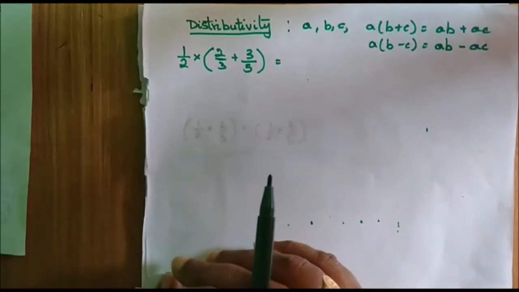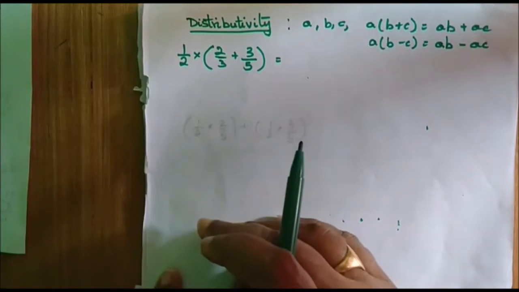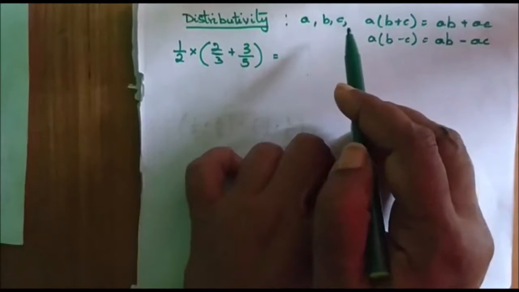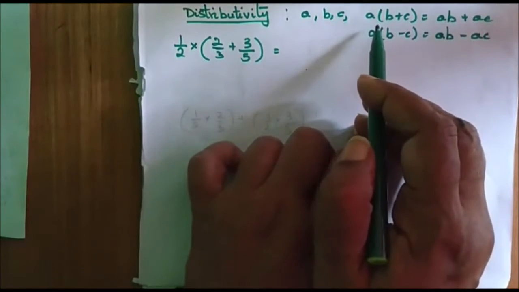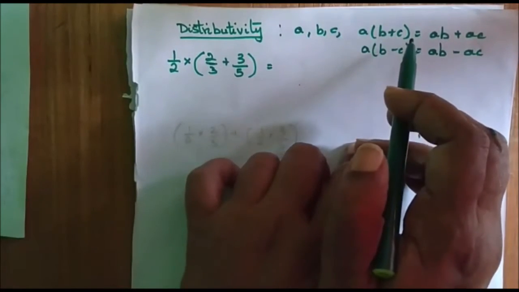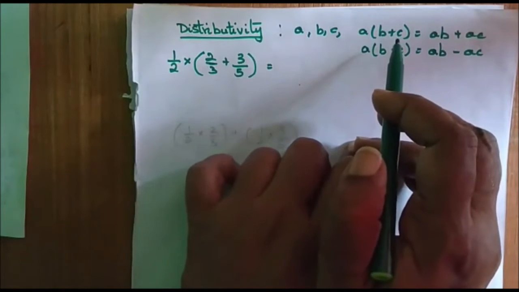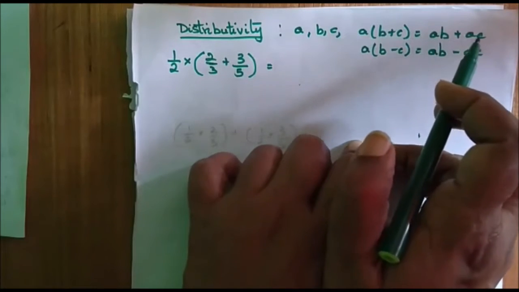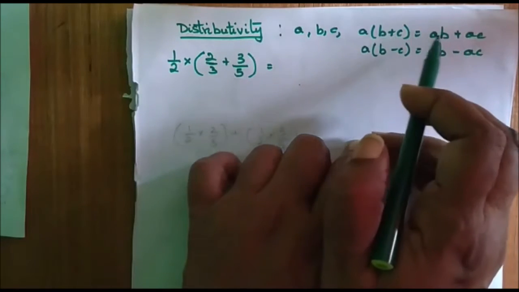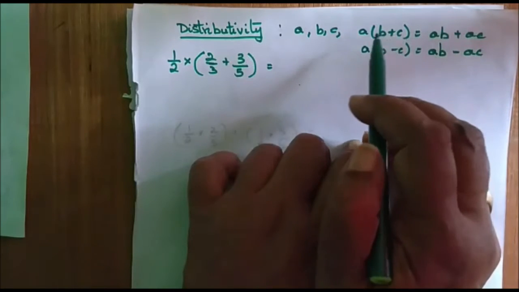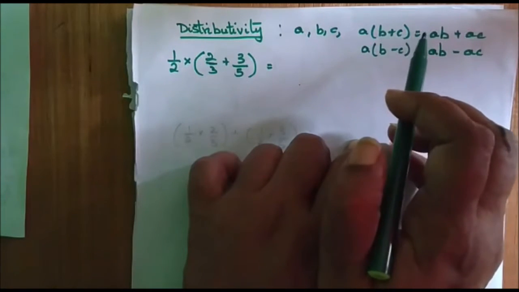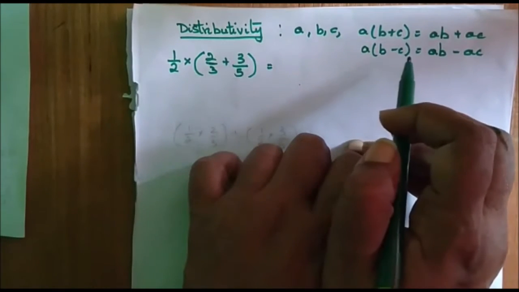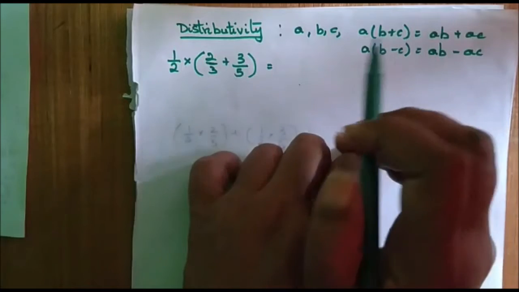Students, in this class we'll see about the next property, distributivity. Now what does this property state? This property states that if A is multiplied by (B plus C), that is B plus C within brackets, then it equals AB plus AC. That is, the LHS equals the RHS even if we remove the bracket and multiply it separately. Similarly, A into (B minus C) is equal to AB minus AC.